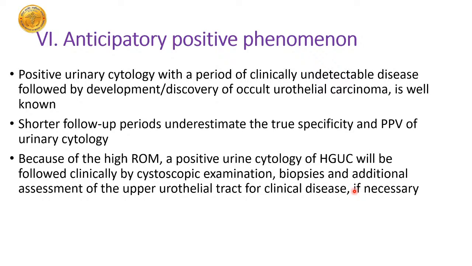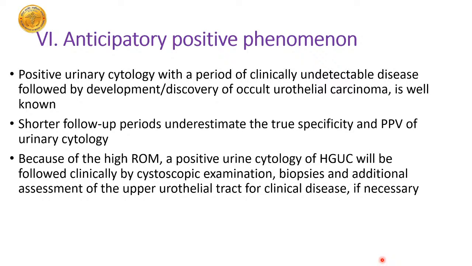Next slide, please. There is something called the anticipatory positive phenomenon. If we follow those cases we've called positive for a relatively short period, let's say less than 6 months, and we do not discover a malignancy, it tends to underestimate the true specificity and positive predictive value of urine cytology. So we have to realize that this has to be followed.